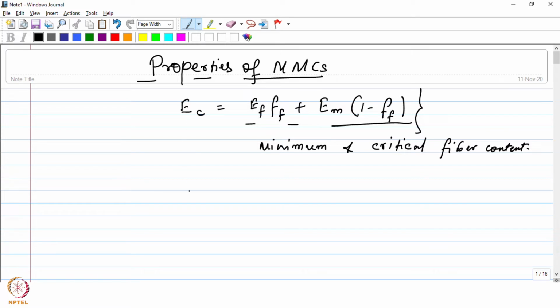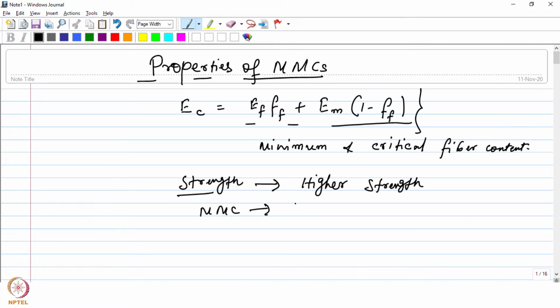So now if you talk about the strength, that can also be approximated by the rule of mixture. And in a composite material, we always look for a higher strength. So from that perspective, you can say that the MMC technology is also a strengthening mechanism for metallic materials, including aluminium and its alloys.